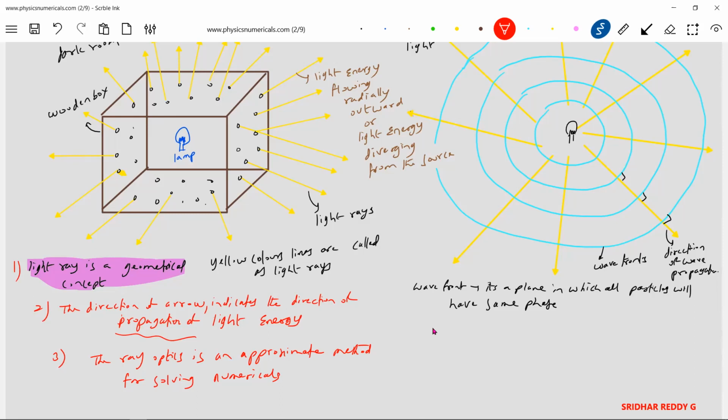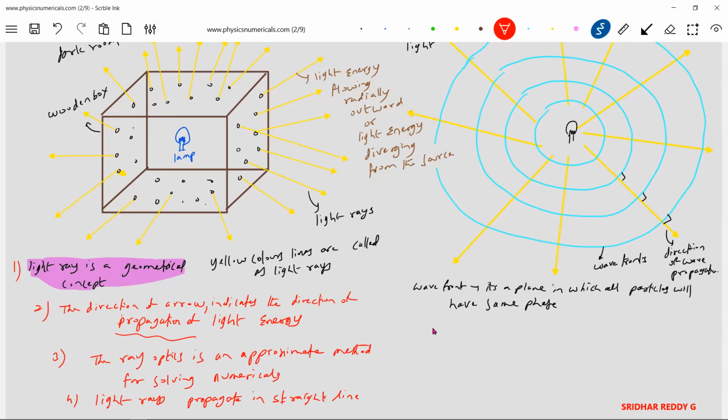Light rays can intersect each other. Light rays can get reflected, refracted. So all four: light rays propagate in a straight line. So with what speed will they propagate? v is equal to, in a medium.